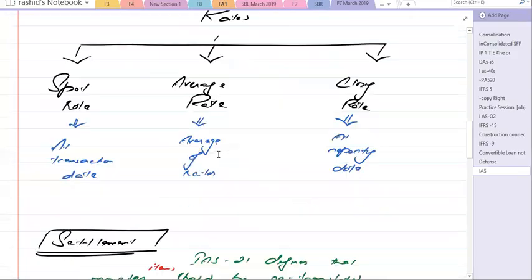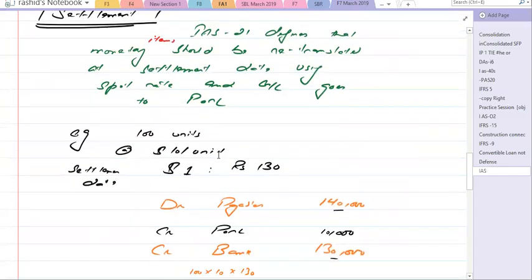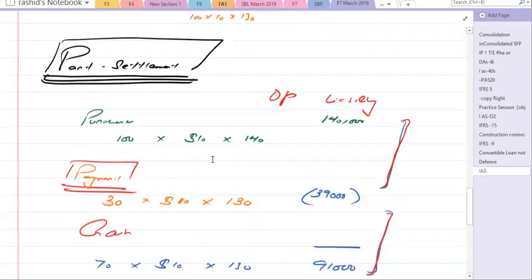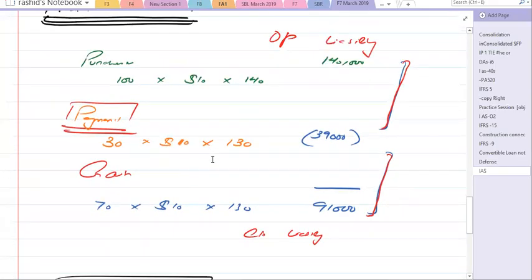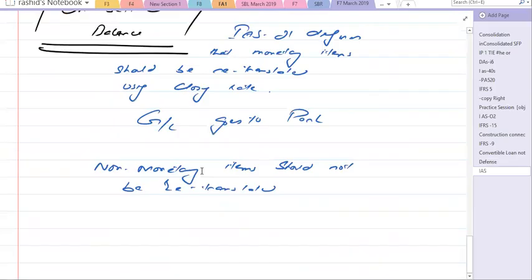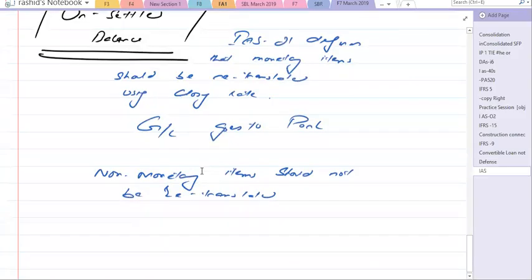Then you have the monetary items and non-monetary items. Then you have three different types of rates. Then you have the settlement. When you are doing the settlement, it should be retranslated using the spot rate, and gain or loss goes to the profit or loss. When you have the part settlement, you compare the opening liability less payment with the closing liability, and the gain or loss goes to the profit or loss. When you have unsettled balances, IAS 21 requires them to be retranslated using the closing rate, and again gain or loss goes to the profit or loss. Non-monetary items should not be retranslated. This is IAS 21.